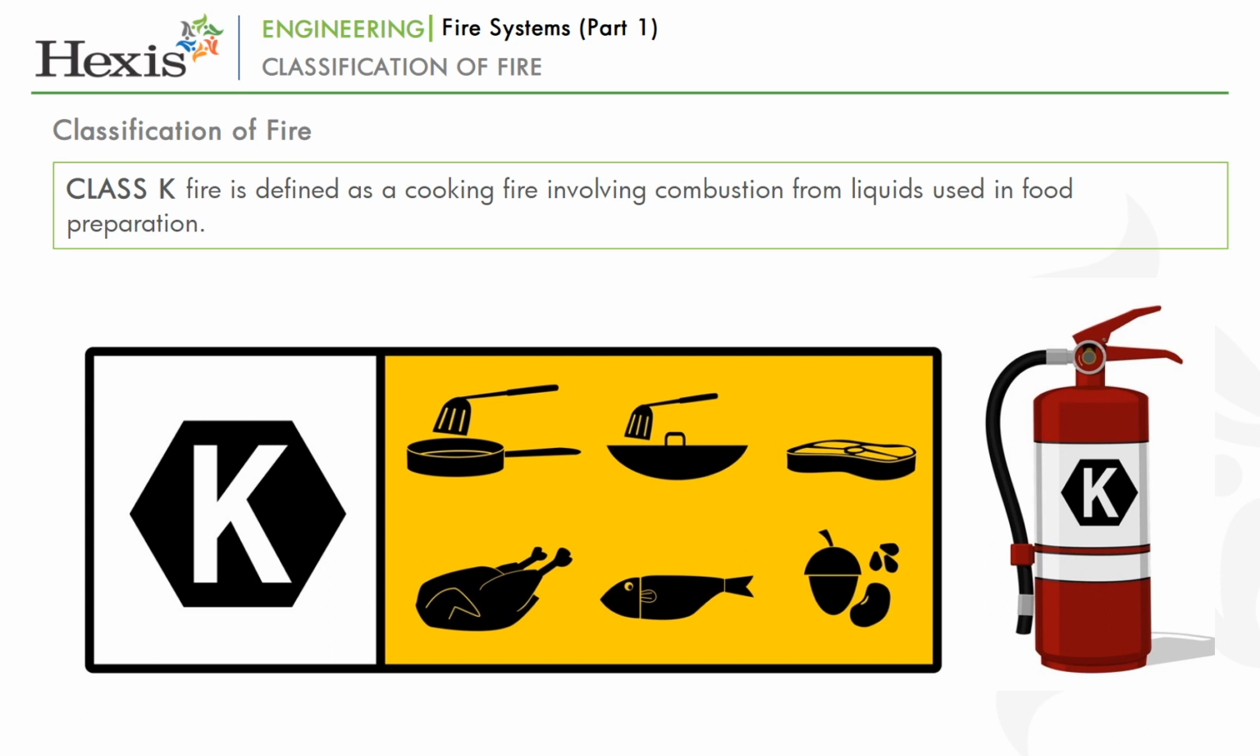Class K fires are naturally of concern in the food service and restaurant industry. Such fires can be very dangerous and far more destructive. Wet chemical fire extinguishers have become popular in putting out these types of fires.